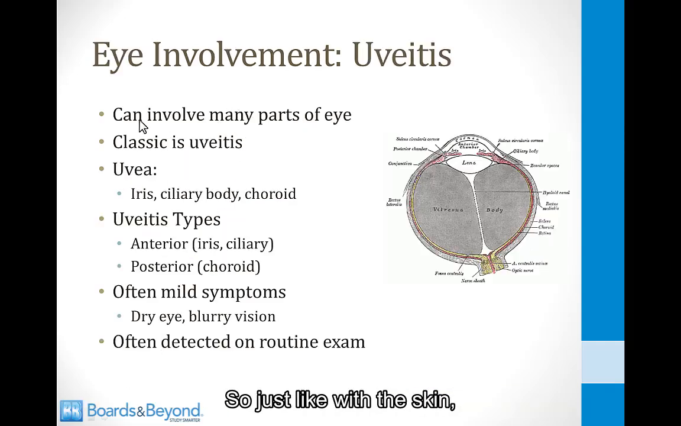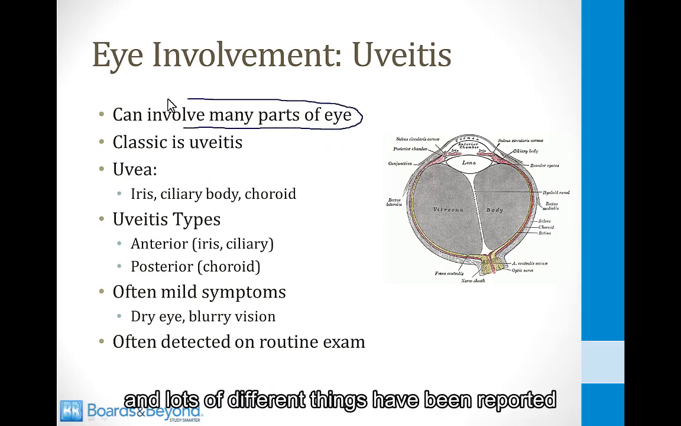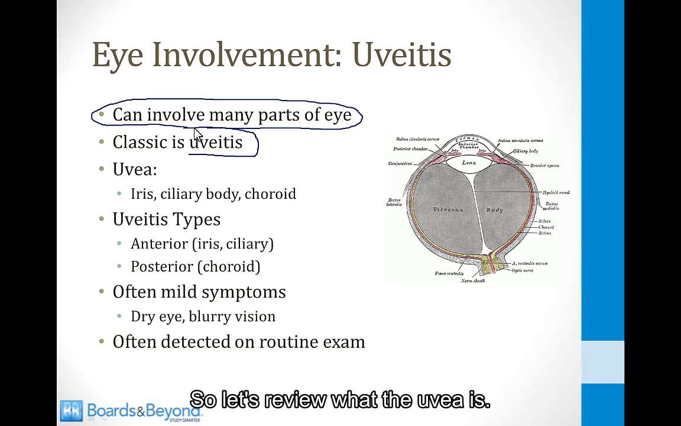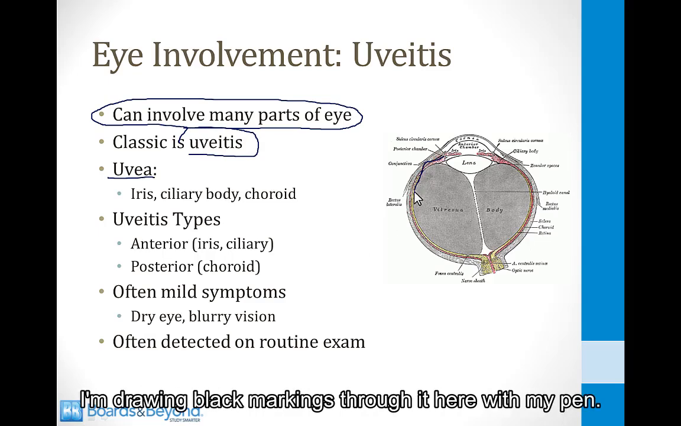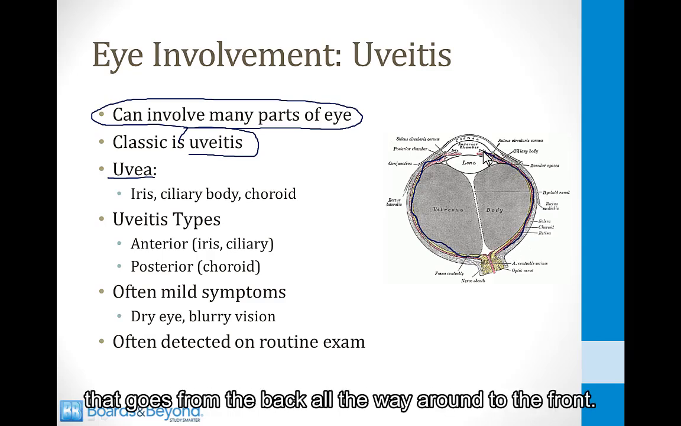So just like with the skin, involvement of the eye in sarcoid can involve many parts, and lots of different things have been reported, but the classic finding in the eye to know about is uveitis. So let's review what the uvea is. It's the iris, the ciliary body, and the choroid. I'm drawing black markings through it here with my pen. It's the inner vascular layer of the eye that goes from the back all the way around to the front.